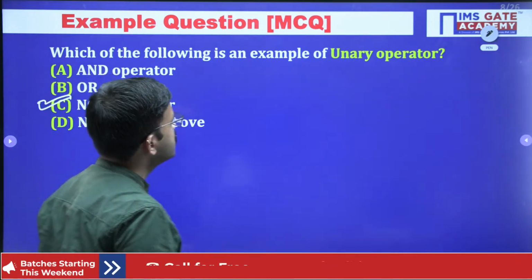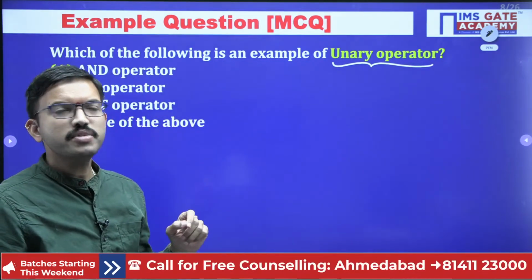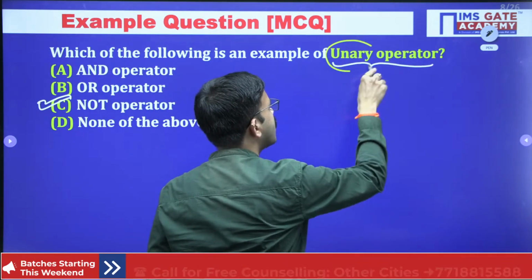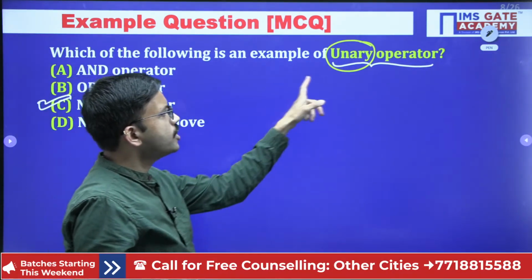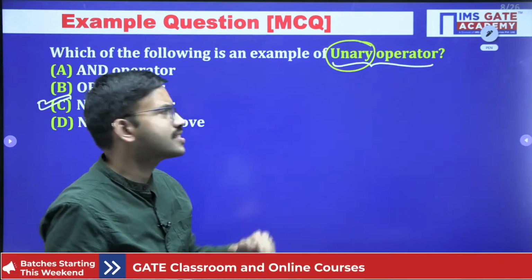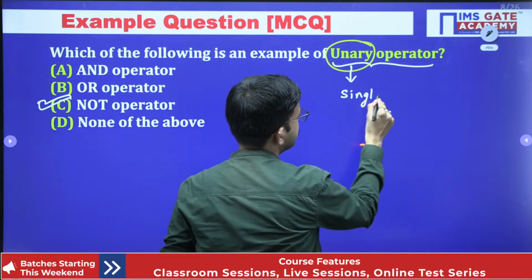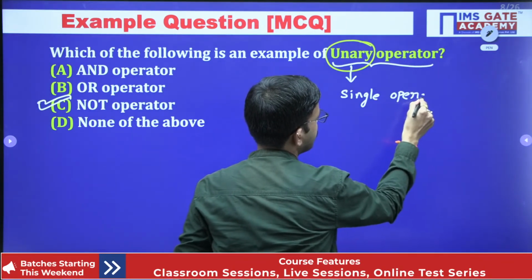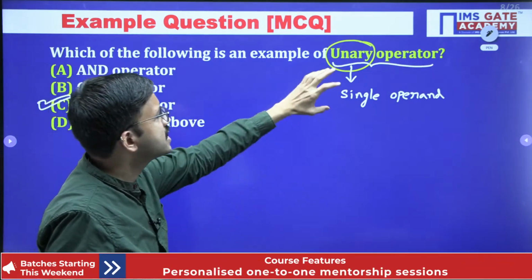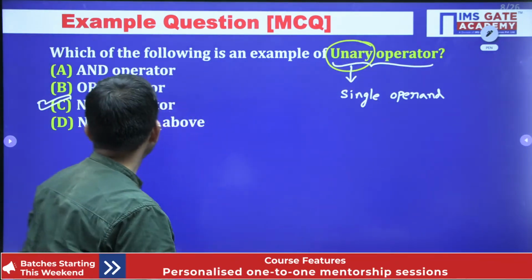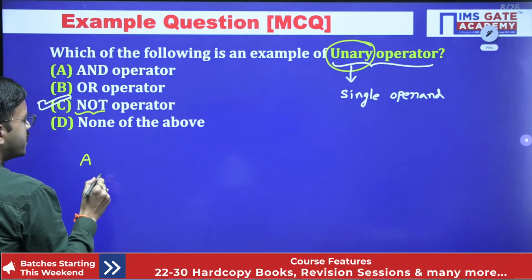See here in this question, you are supposed to identify the unary operator. Unary means you have to perform the operation on a single operand or single variable. If you are performing an operation on a single operand or single variable, then we will call it a unary operator.